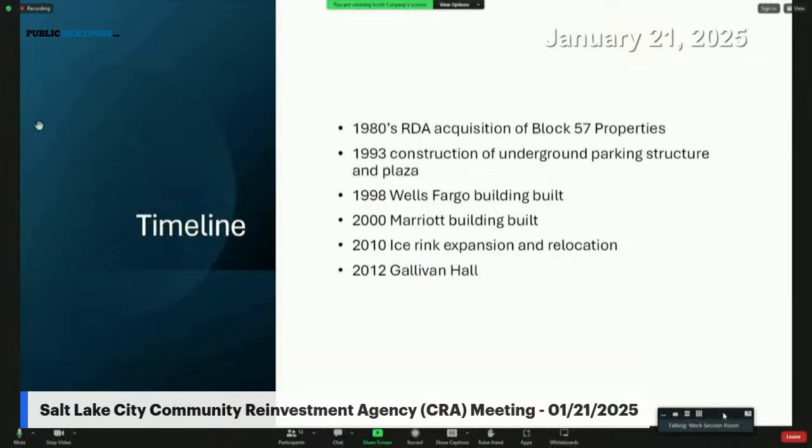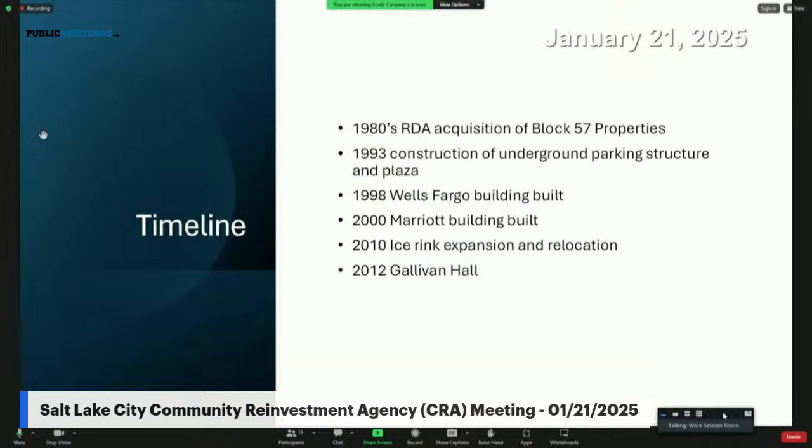The CRA retained ownership of the parking structure, the plaza, and the retail building on the north side of Gallivan Avenue. In 2010, the ice rink was expanded and relocated to its current position, and in 2012, Gallivan Hall was constructed along 200 South, which includes large event restrooms, ice rink concessions, and private meeting and rental space. Since these changes, the plaza has largely remained unchanged over the last decade.